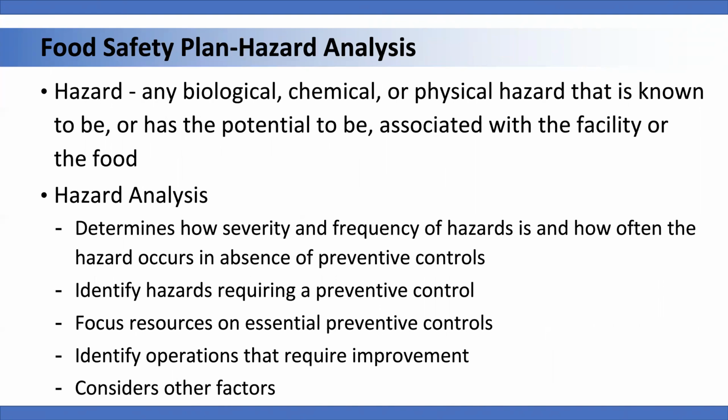Hazard analysis is the process of collecting and evaluating information on hazards and conditions to decide which are significant for food safety. Since hazards were discussed in the previous webinars, I won't talk about them today in detail. The hazards need to be analyzed in order to determine how severe hazards are, how often hazards occur without preventive controls, to identify hazards requiring preventive controls, to focus resources on essential preventive controls, to identify operations to be improved, and to consider other factors.